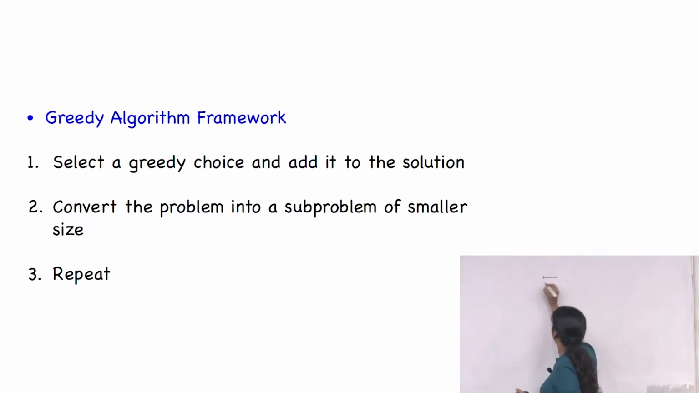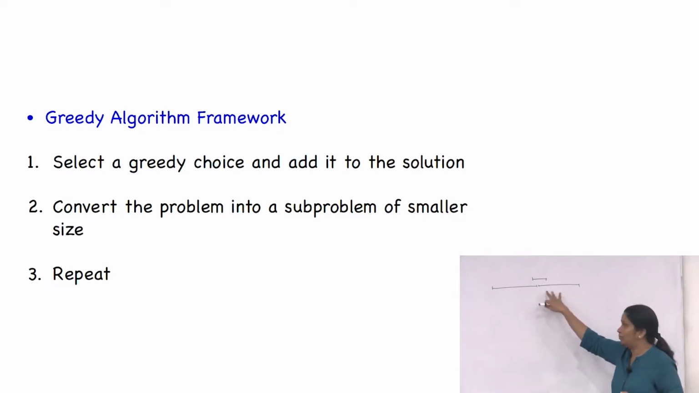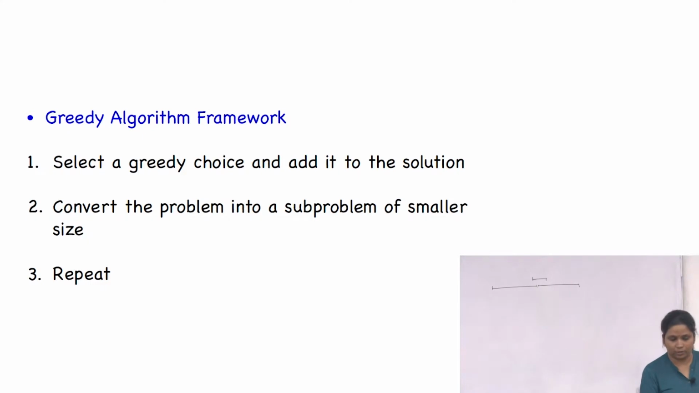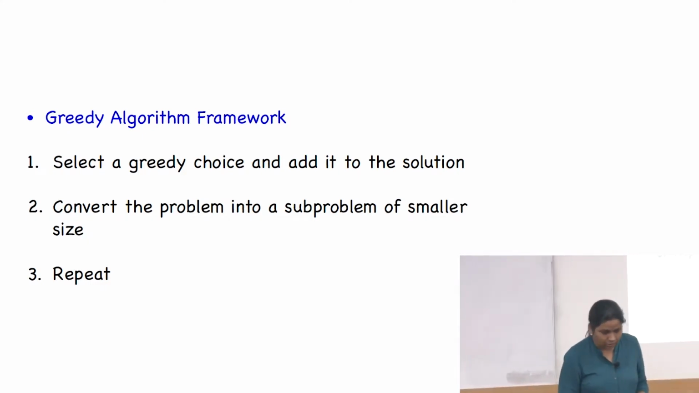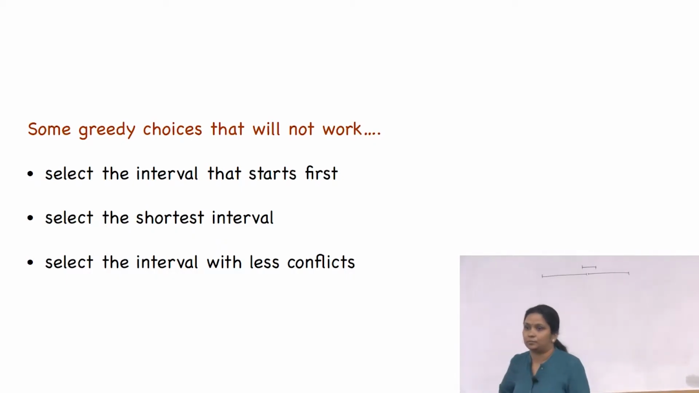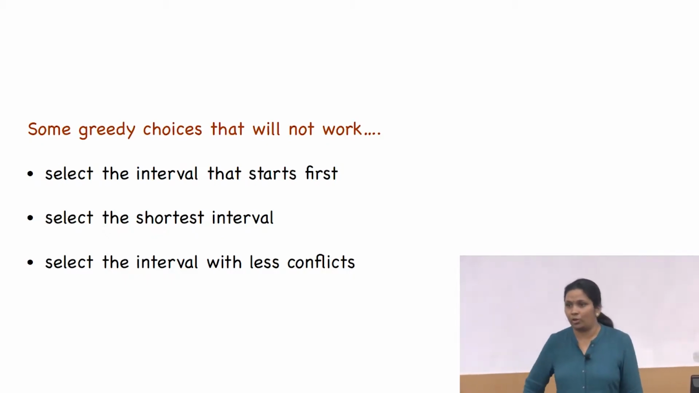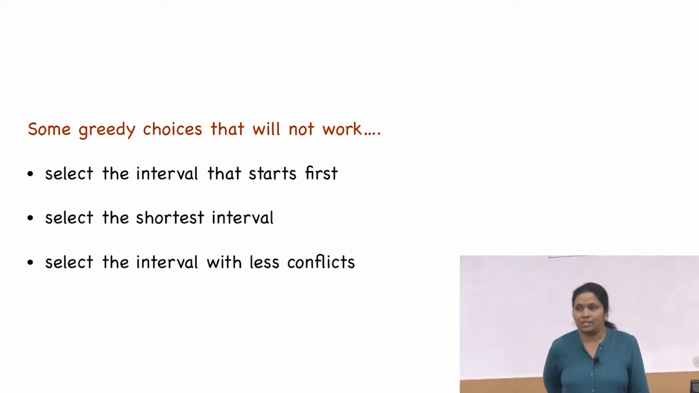So if you have something like this, here the maximum independent set is these two, but once you take this one, you cannot take any more. So you have something that will not work. Next, select the interval that starts first. The intuition is that if you start early, maybe you'll be able to select more. Will this work in all cases? Okay, give me one case where it won't work.